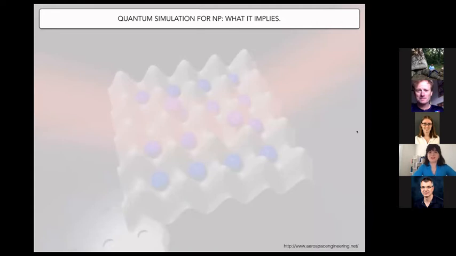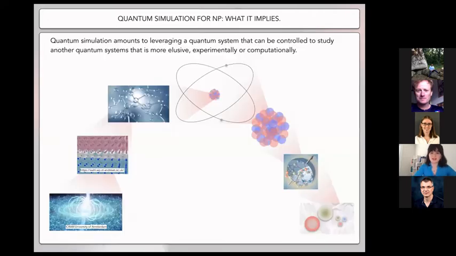Let me say a few words about what we mean by quantum simulation for nuclear physics and what it actually implies. In this context, in general for quantum simulations, we're thinking about leveraging a quantum system that can be controlled in the laboratory to study another quantum system that is more elusive, whether experimentally or computationally.